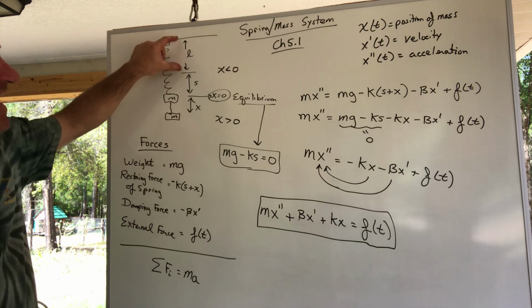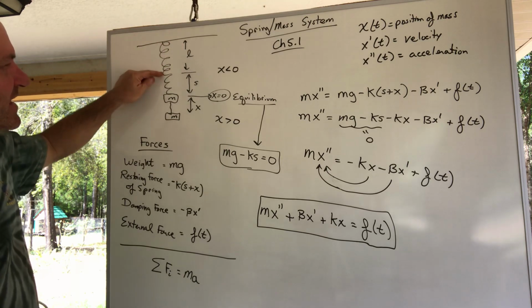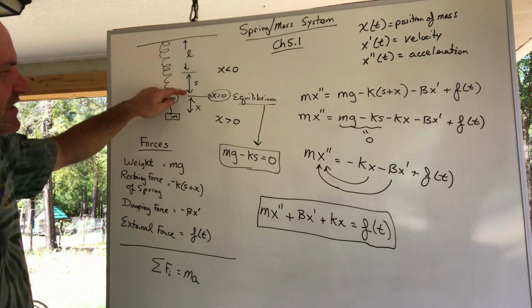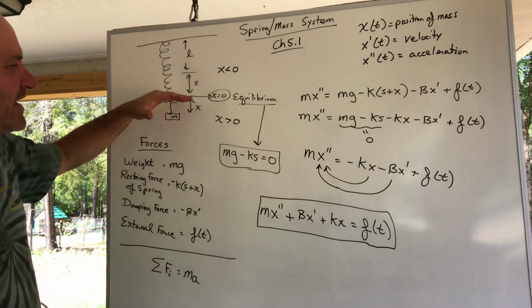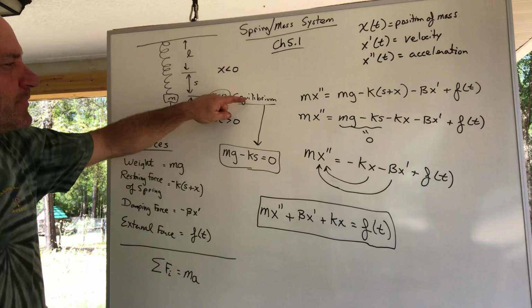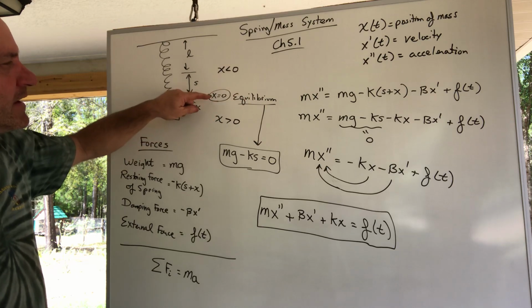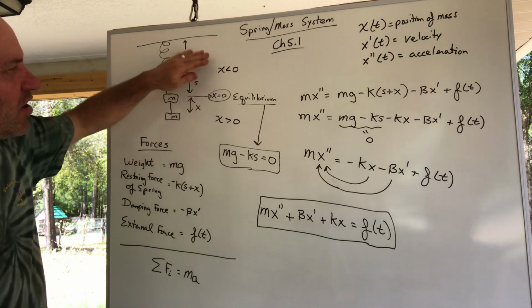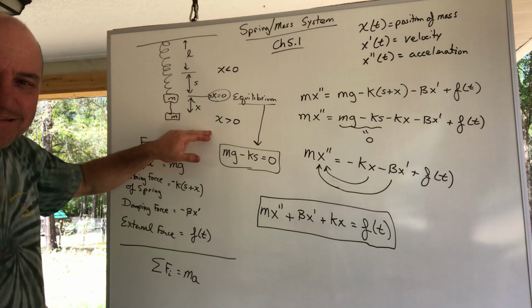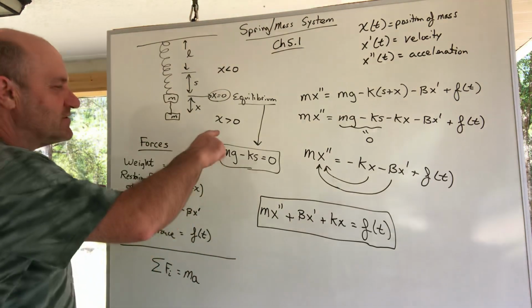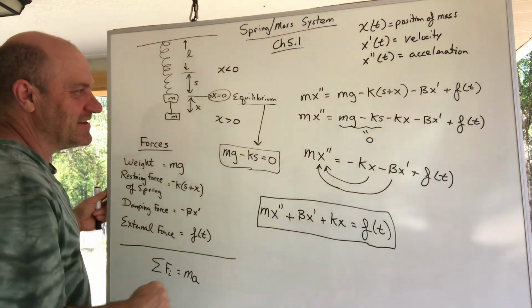The spring has a natural length L. When you hang the mass on that spring, it stretches a distance S. And that puts you at x equals 0. That's just hanging there in equilibrium. What we do is we call above equilibrium negative. We call below equilibrium positive. So that's the way we set this up.